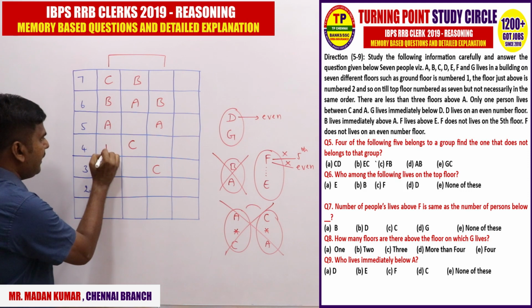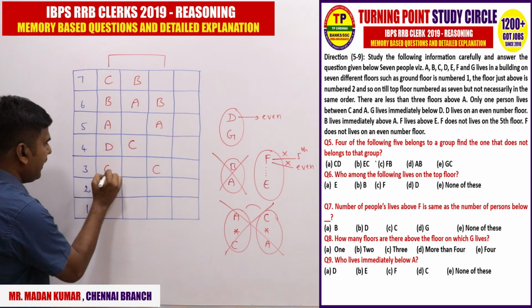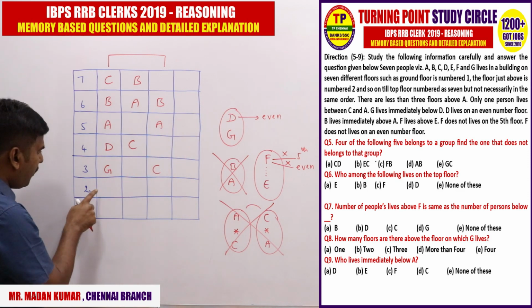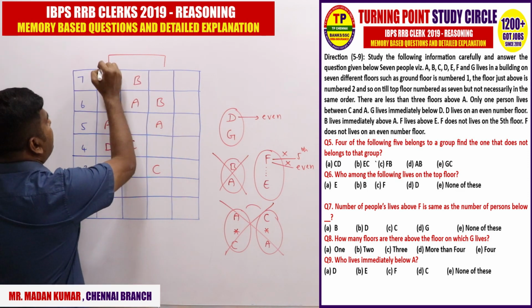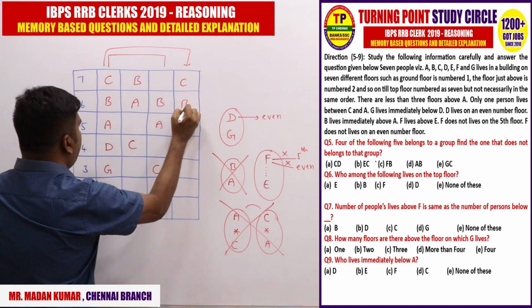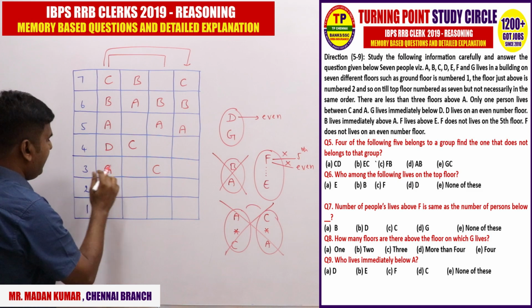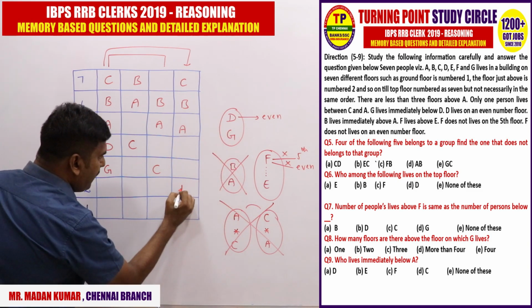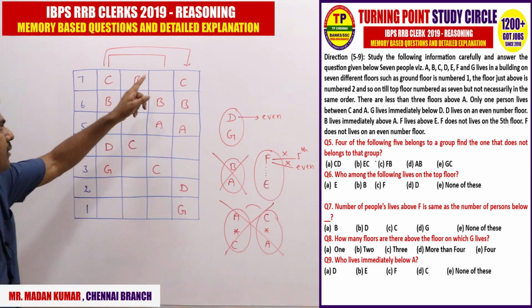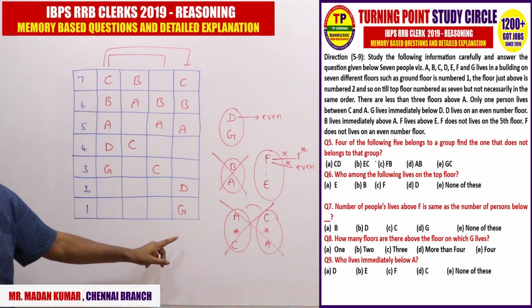So if I put D here, G goes here. And D must be on an even number floor, so D can be here also. Same possibility, one more possibility I am bringing here: C, B, A, and D has to be on the even number floor and G must be here. One more possibility we have. So the fourth possibility we have mentioned.